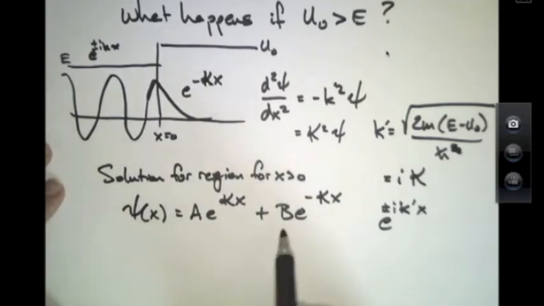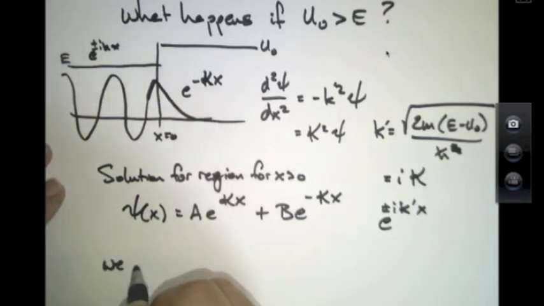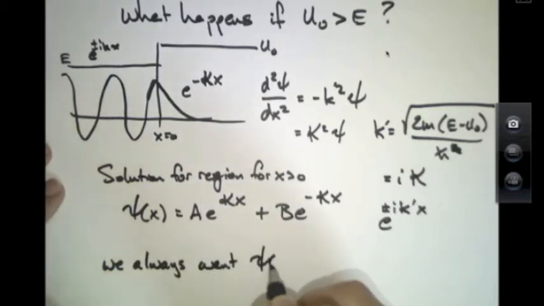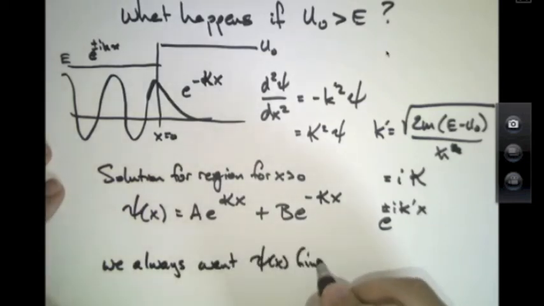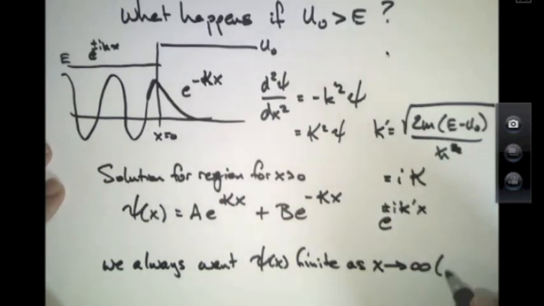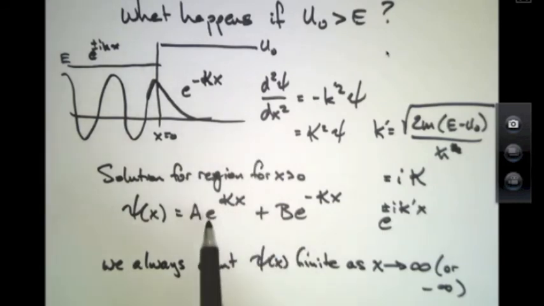We can, in general, rule out one of these terms, either the first or the second exponential term, depending on if x is positive or negative, because we want the wave function to remain finite. So in this case, if this is the positive x-axis, we would impose the boundary condition that capital A is 0.